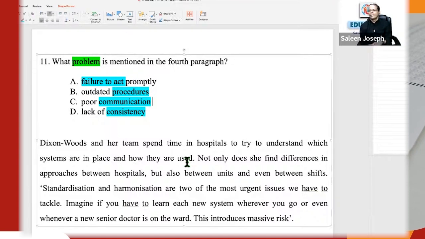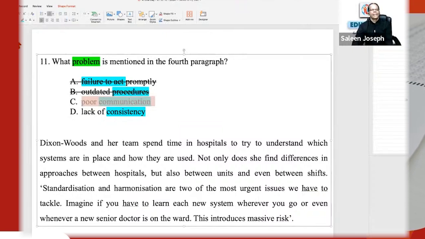Did they say these health professionals are very slow in acting? Are they doing all slow motions in the ward? First option? No. There is no slow motion. All the nurses and health staff are very prompt. They act promptly. Outdated procedures. Did they say procedures are new or outdated? No, not at all. They did not say anything. They said something about different procedures. Poor communication. Did they say they don't communicate properly? No. Nothing is mentioned about communication.